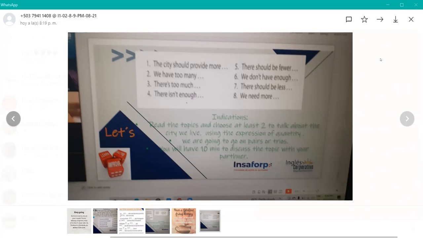In my case, the city should provide more cars or the garbage truck, teacher. Ah, so that would be the garbage truck. Yes, exactly. All right. So basically that is what you need to discuss, right? So continue doing it. I'll give you more minutes because I need to check on the other groups. Okay, thank you, teacher. You're welcome.